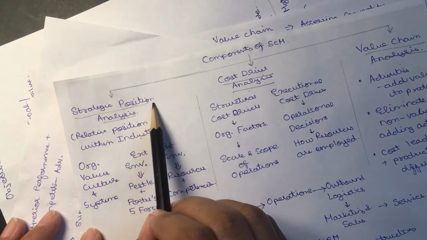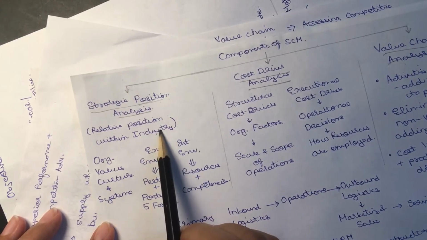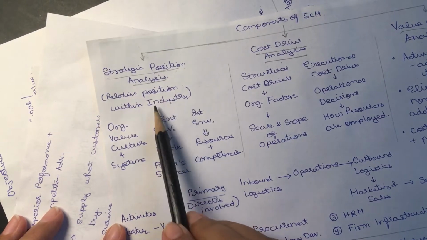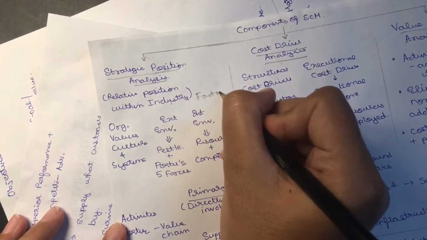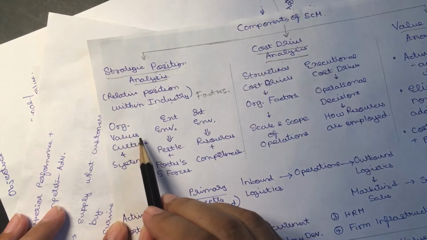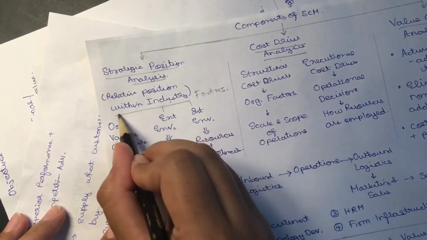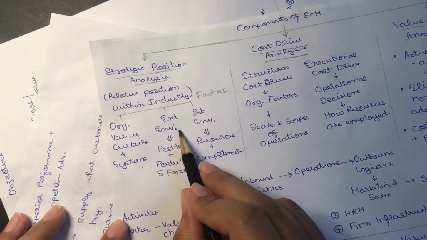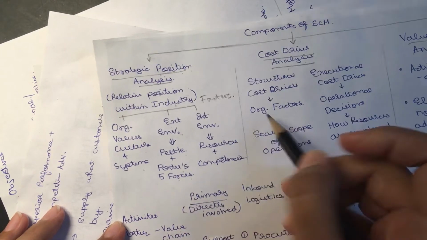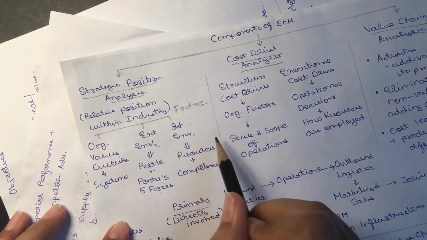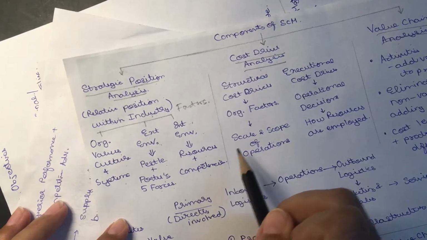Now, strategic position analysis basically means you evaluate the relative position of the company within the industry. The factors which affect the strategic position of a company are: number 1, organizational values, culture, and system. The next one is external environment. The external environment you evaluate using PESTLE analysis or Porter's 5 forces analysis. Then you have the internal environment, which basically means the resources and the competencies of the organization.